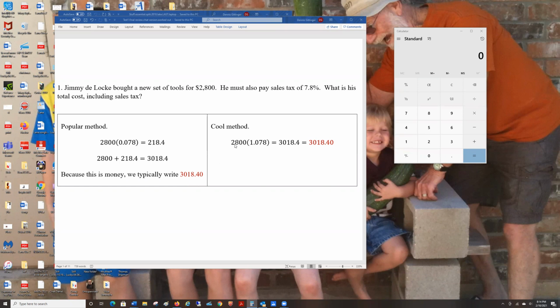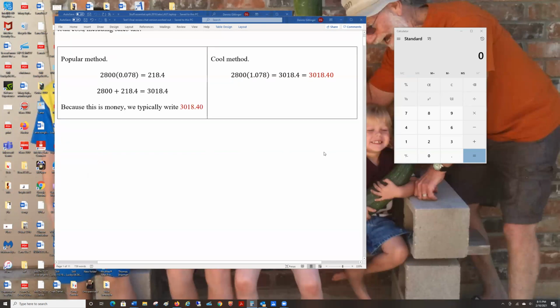The cool method is to realize that adding a percent of a number to that number is essentially adding 100%, in this case 2,800, to 7.8%, giving you 107.8%. So the cool way is just to multiply that by 1, because 1 times 2,800 is 2,800, and 0.078 times 2,800 is a tax, all at once, and there's the same answer, and that is the cool method.